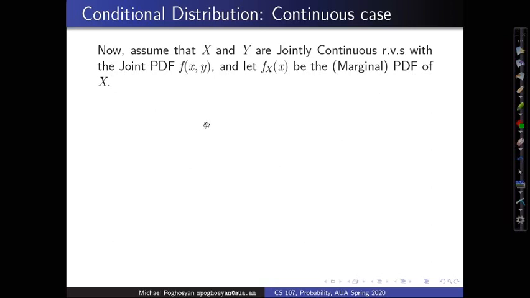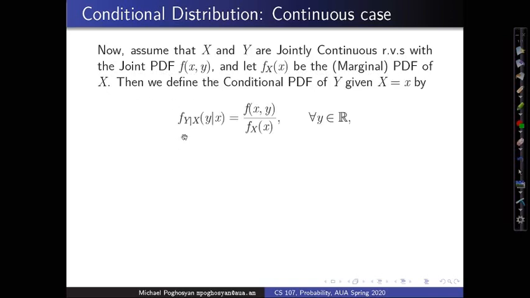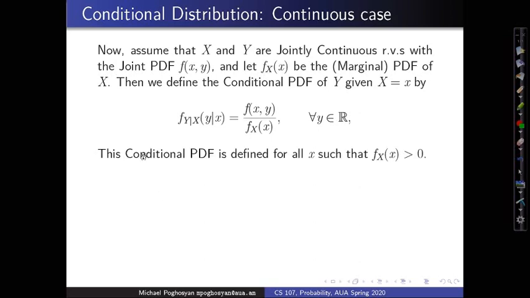Now, let's talk about the continuous case. Now assume that x and y are jointly continuous random variables with the joint PDF f_XY, and let f_X be the marginal PDF of x. So we define the conditional PDF of y, so PDF of y given that x is equal to x, by the following formula. So the conditional PDF of y given x at the point y, given the value of x, is the joint PDF at the point (x, y) over the marginal PDF of x for any value of y. Well, this conditional PDF is defined for all x where this is larger than zero.